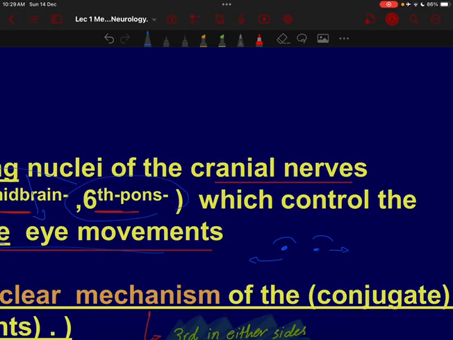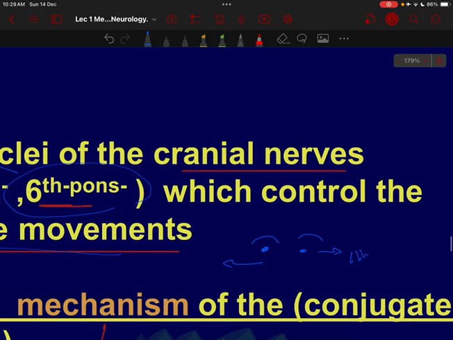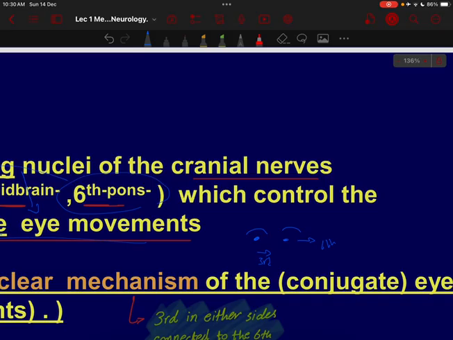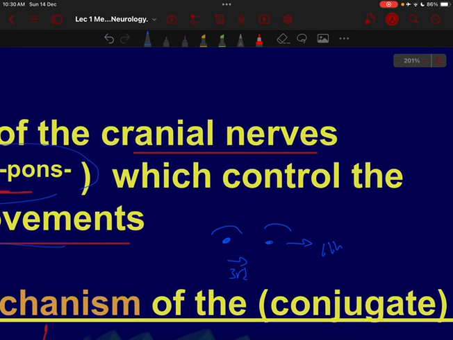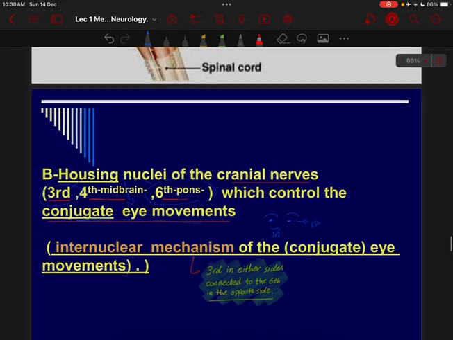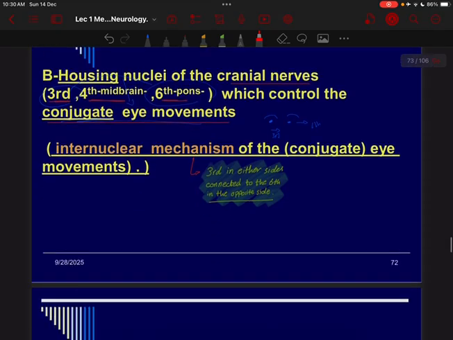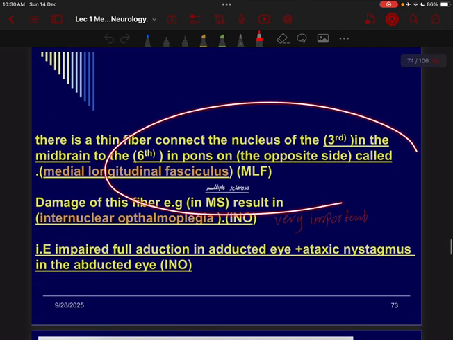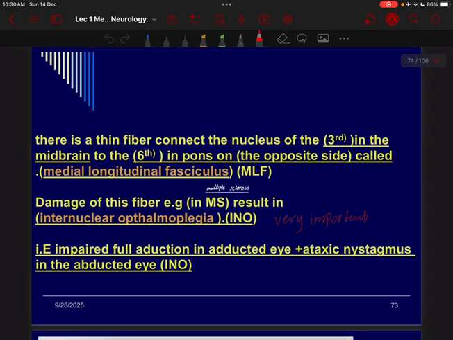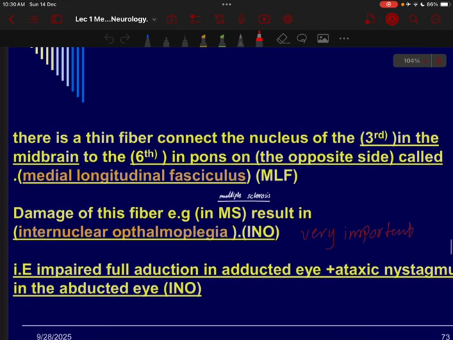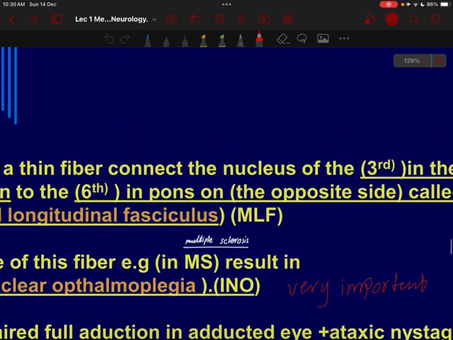And there is an internuclear mechanism. Why internuclear mechanism? Because there is a connection between the nucleus of the third cranial nerve in the midbrain on one side to the nucleus of the sixth cranial nerve on the other side in the pons. This is called internuclear mechanism. Okay? So there is connection between the third and the sixth, and this connection is through a very thin fiber, this thin fiber called medial longitudinal fasciculus or bundle.